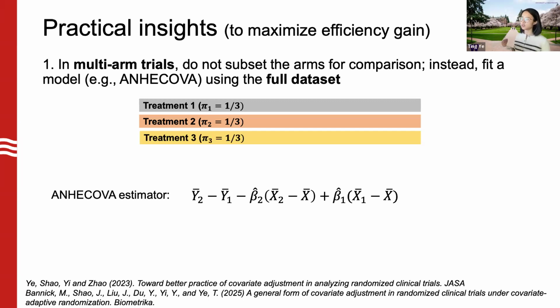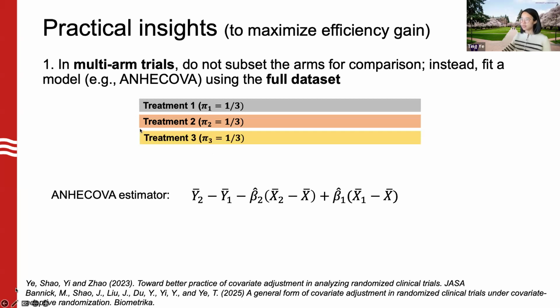So the first one that's often ignored is that in practice, if we have multi-arm trials, it's quite common to subset the arms for comparison, like I did in the survival data, the ACTG example. But actually, it's better to not subset the arms for comparison and use the full data. And the intuition is that the arms that are not in comparison, their covariates are still useful.